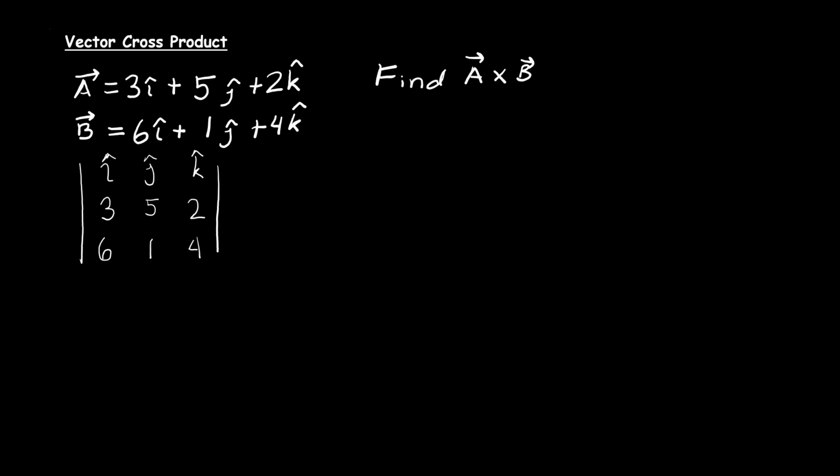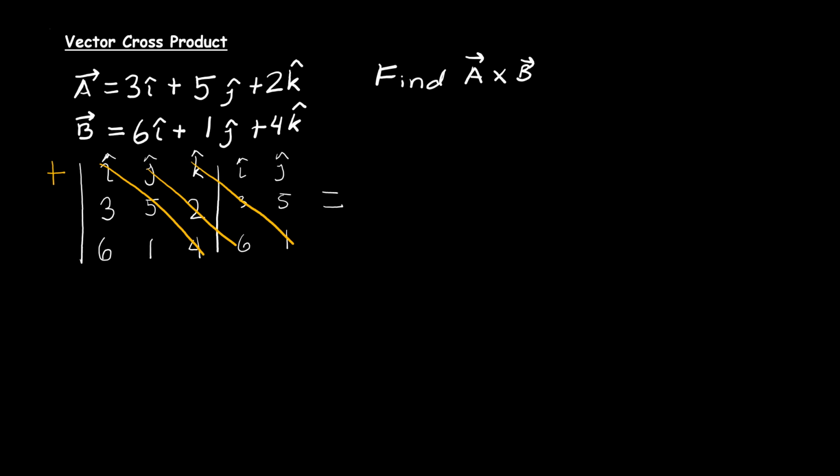So then in this method, we are going to copy over these first two columns that I'm circling to the right side of the 3x3 matrix that we created. So we're going to copy over the i column, so i hat, 3, 6, j hat, 5, 1. All right. So the first step is all of these diagonals going down to the right that I'm covering in an orange line. Those are going to be positive, and they're all going to be multiplied together and added. So let's do that first.